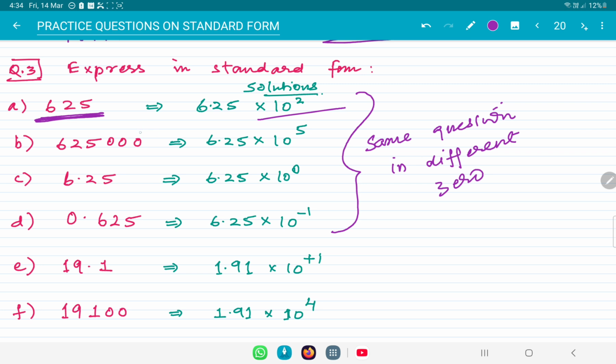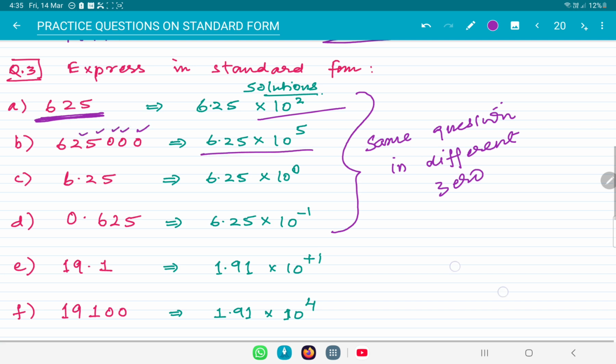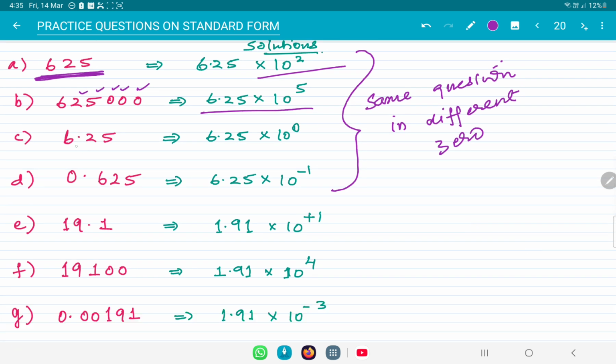As you know, we are moving from right to left. How many steps? 1 2 3 4 5. So this will become 6.25 into 10 raised to the power 5. Next, if it is 6.25, the decimal is already at the right place, so we should not do anything. But we have to write 10 raised to the power. So we can write 10 raised to the power 0, because as we know, anything raised to the power 0 is 1.